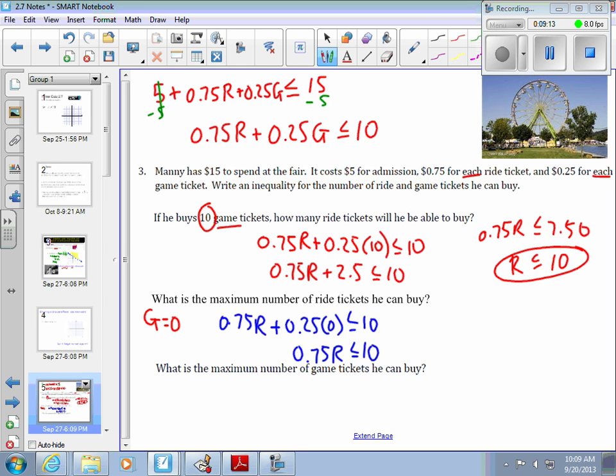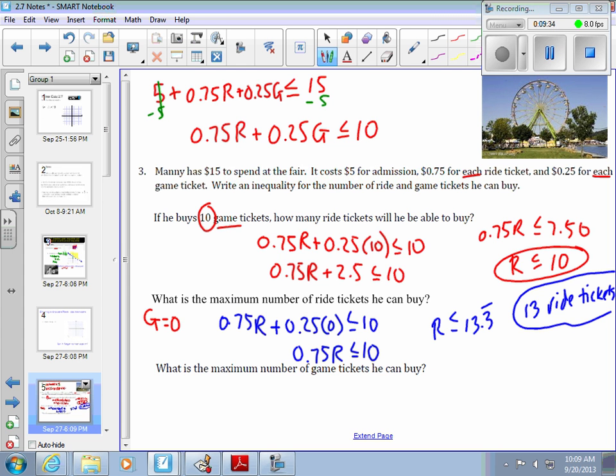So divide by 75 cents and we get that R has to be less than or equal to 13.3 rides. We can't go on a third of a ride, so it looks like he can afford to get 13 ride tickets. That would be the maximum number he could get.